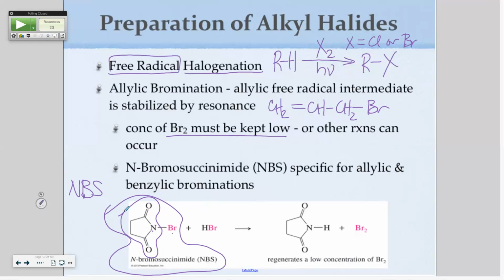So what happens is in the reaction mixture, this ends up making your succinimide and a little bit of bromine. That little bit of bromine goes and does what we did in chapter 4. Wasn't that chapter 4? Yeah, that free radical thing. So we're going to do it again.